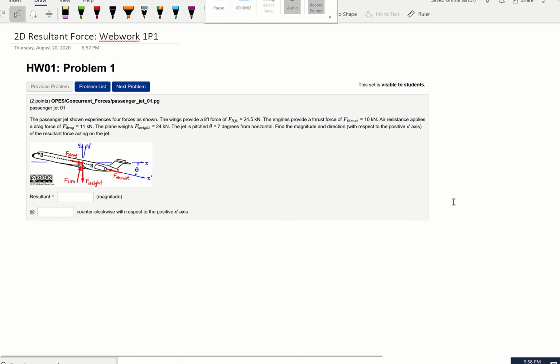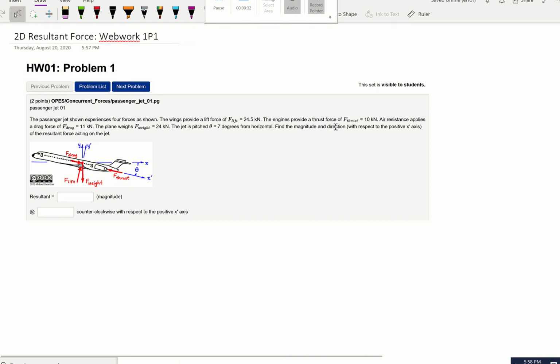Hi, in this video we're going to look at another example of 2D resultant force, but this is from Webwork 1 problem 1, and this again has its own uniqueness. It says a passenger jet is shown below, and the wind provides a lift force. So F lift is right here, perpendicular to the airplane. So it's slanted. It's not up and down.